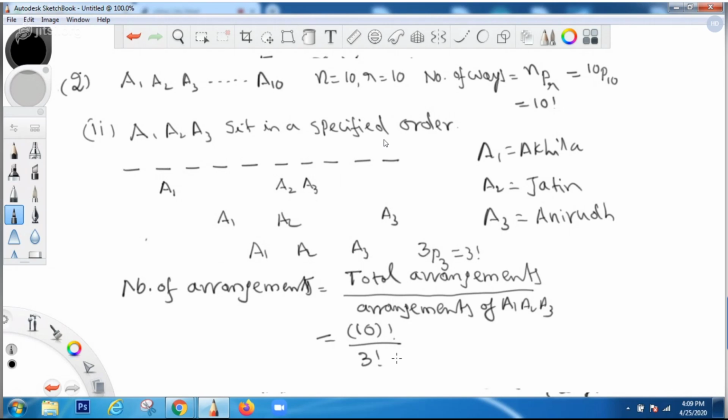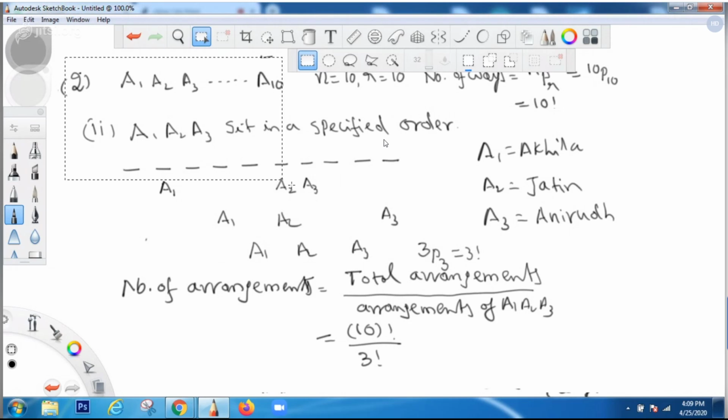Note this down. This is also a very frequently asked entrance question, an objective entrance question, and also important for the public exam.